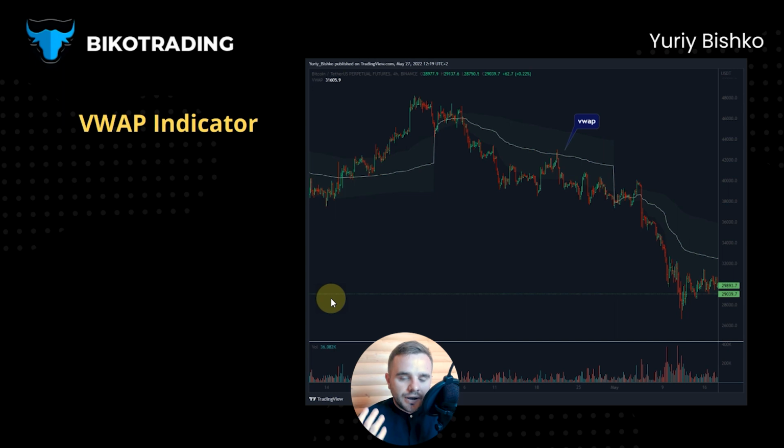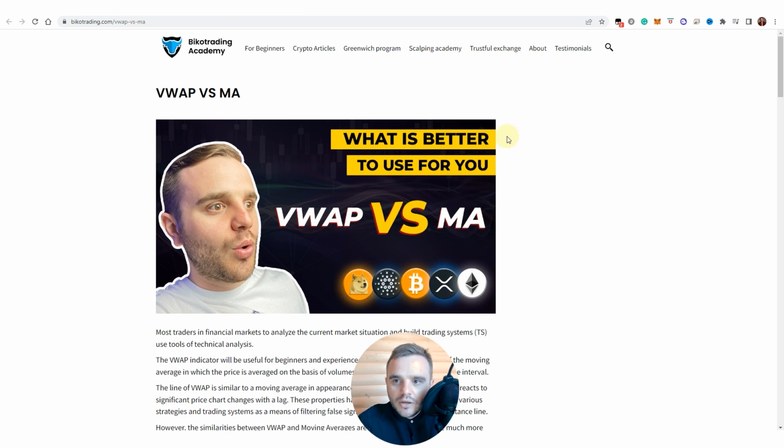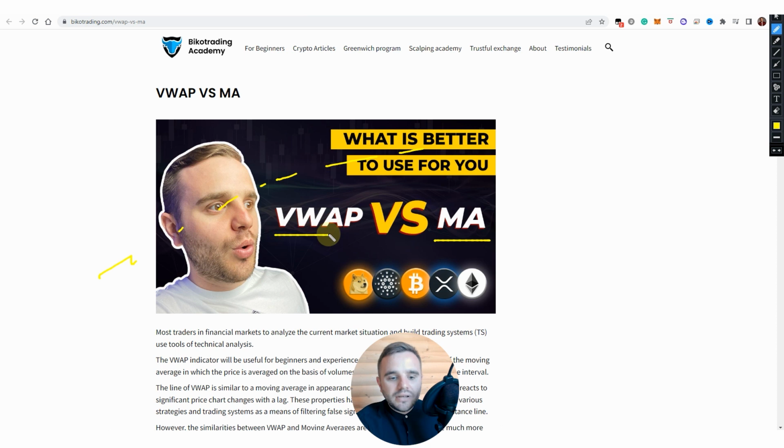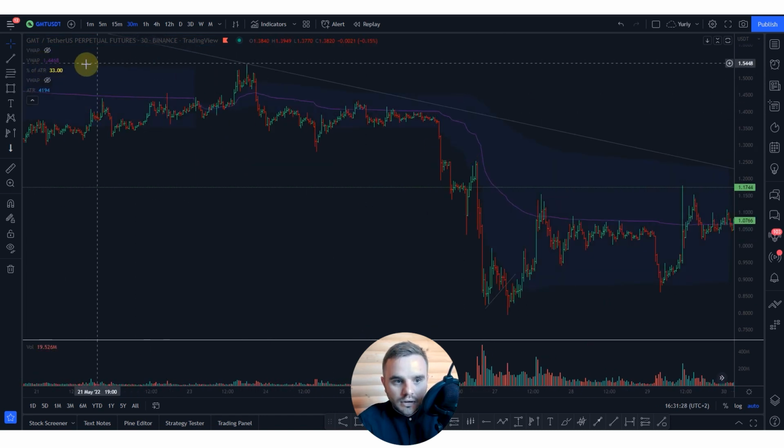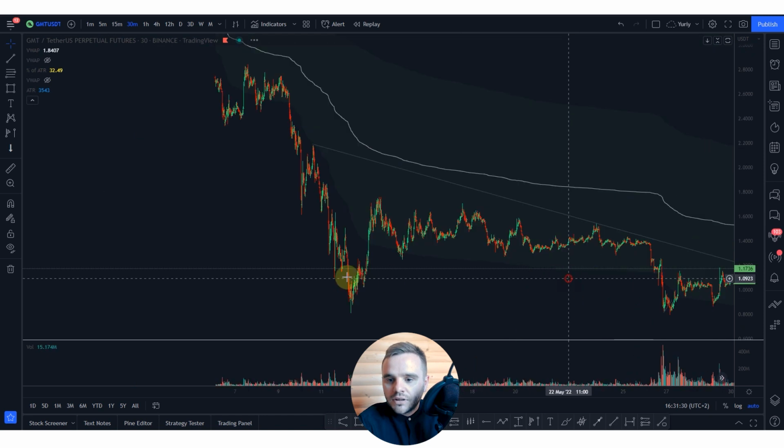Another beautiful indicator that I highly recommend you use is VWAP. VWAP stands for volume weighted average price. What's the beauty of this indicator, and what's the difference from a moving average? First, a moving average is an indicator built by the average price of a candle. VWAP is built based on volume. If a lot of volume traded at the bottom, it will be lower. If a lot of volume traded higher, it is higher.